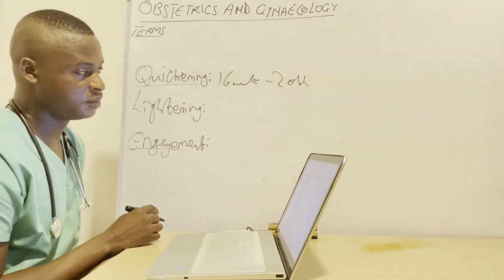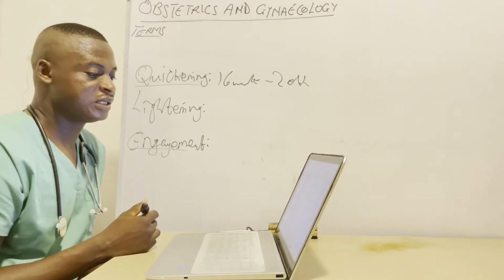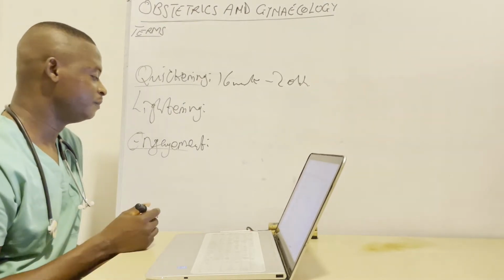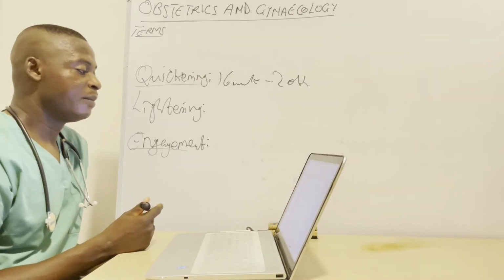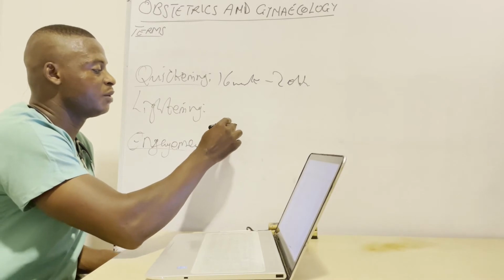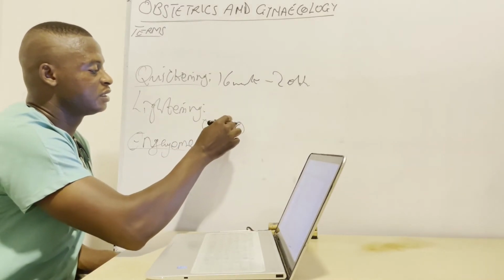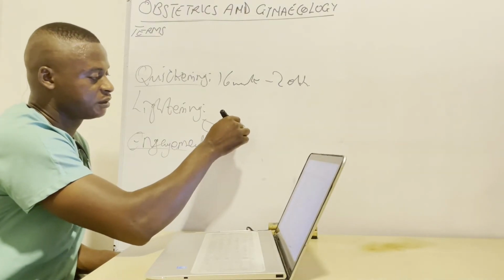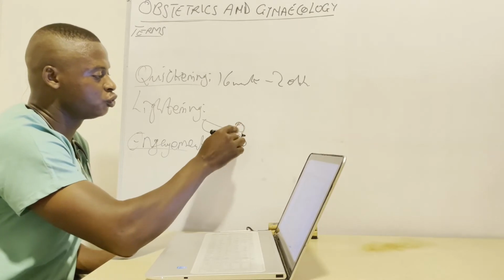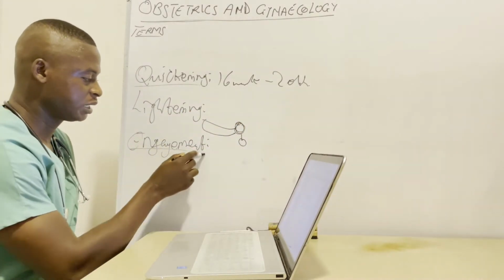Engagement is not a marriage engagement. This is engagement in obstetrics and gynaecology. Engagement is when the widest presenting transverse diameter of the fetal skull or breech has passed through the pelvic brim. Soon you will know what the pelvic brim is. When the presenting part is cephalic, that is the fetus is coming head first, if this head passes through the pelvis, or is able to engage itself into the pelvis, it means it's coming down. That is engagement. It has engaged itself.